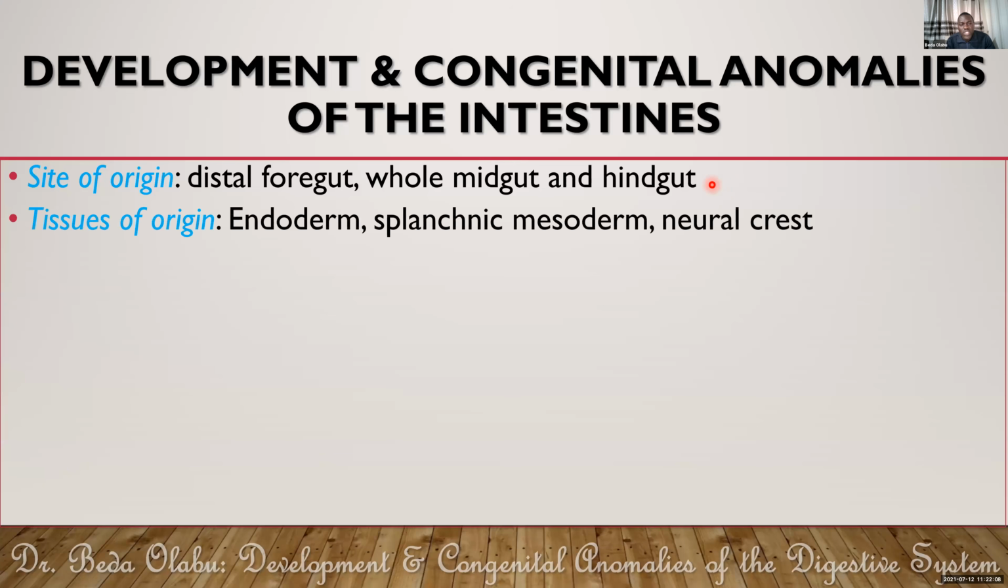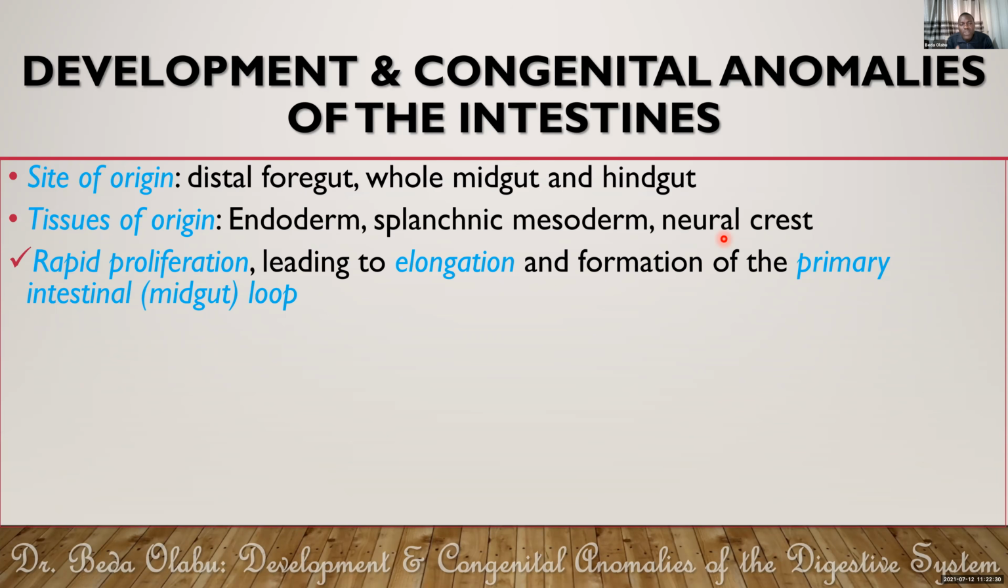In terms of tissues of origin, we have indicated that endoderm gives you epithelial lining and glands. Splanchnic mesoderm gives you smooth musculature, connective tissue elements, and mesentery. And neural crest gives us the enteric nervous system.